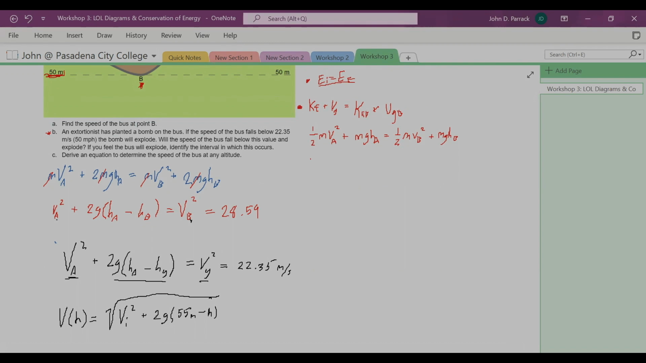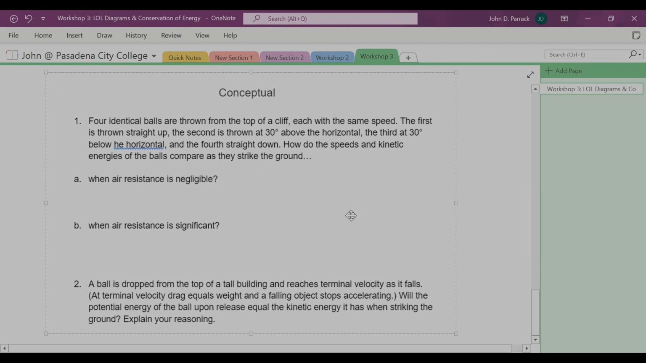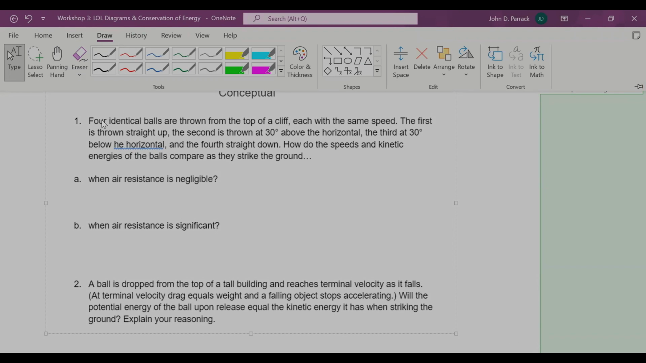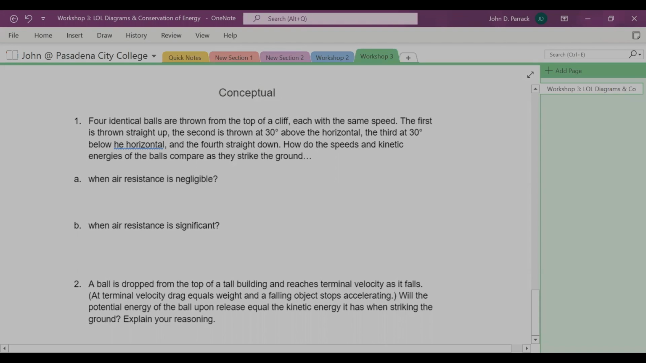Let's look at the next one. This is actually two of them. They're conceptual. I think they'll go pretty quickly. We'll put them in together. All right, so we have two questions here. The first one says, now this is a conceptual question, so we won't really do any math. We're just going to think about it.